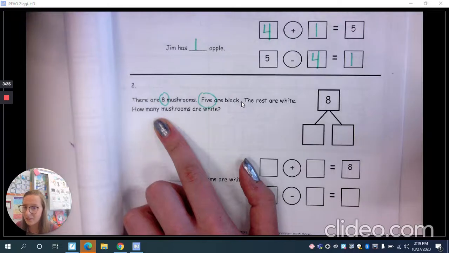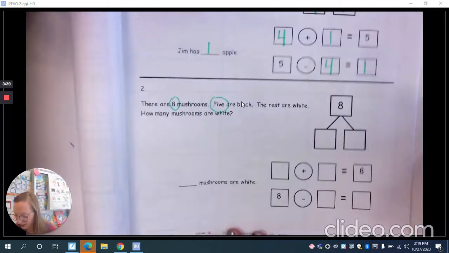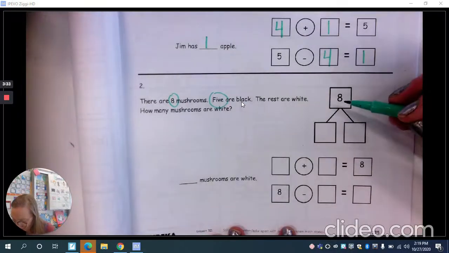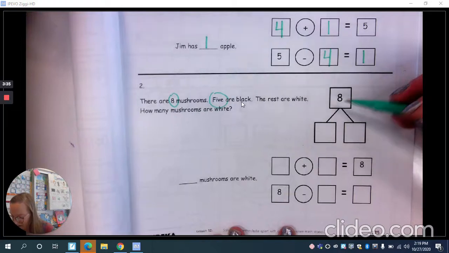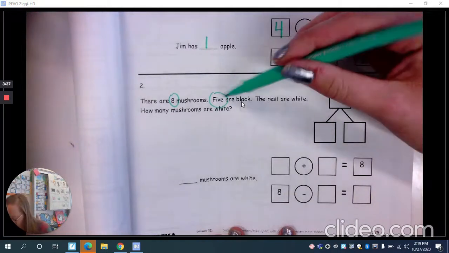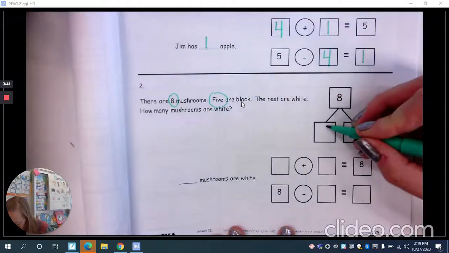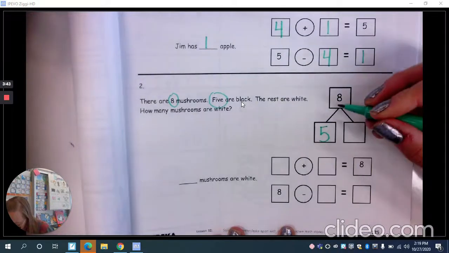Now I get to fill in the parts I know in our number bond and our math sentences. 8 is our total. They already told me that. Now I get to look back at my problem. How many mushrooms are black? 5 are black. So 5 is the part I know. I will write in 5.